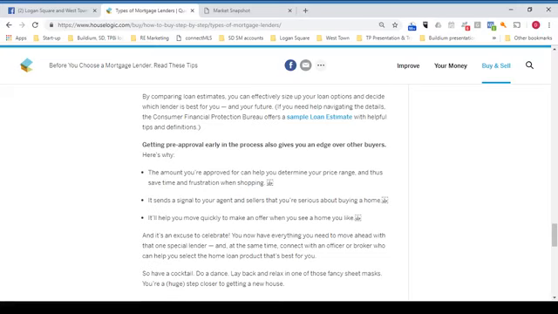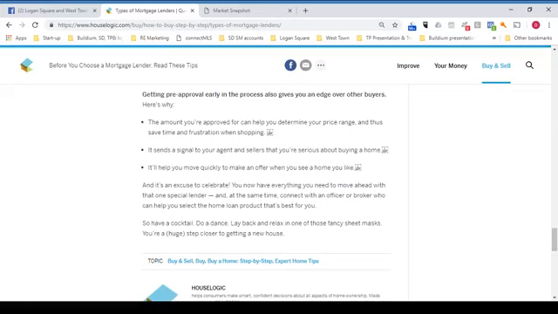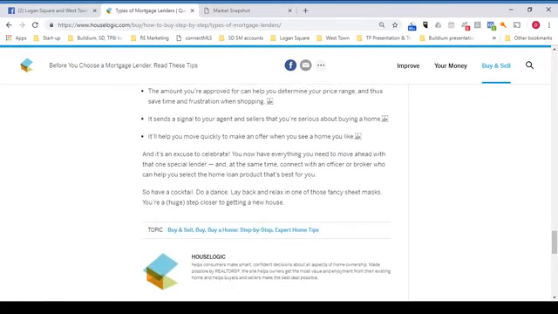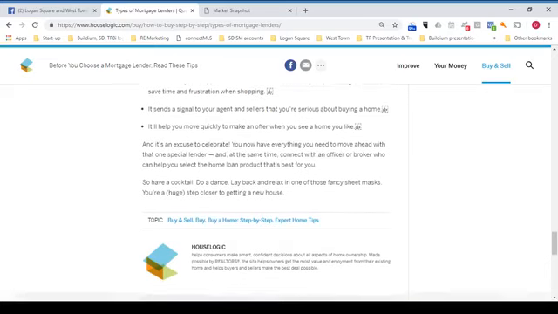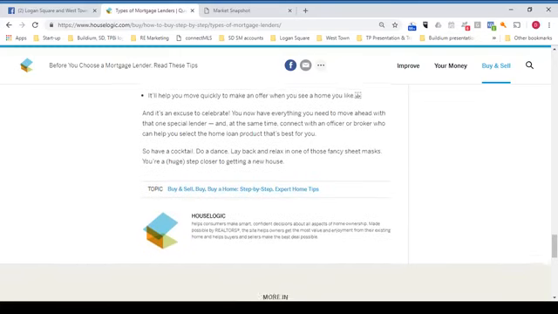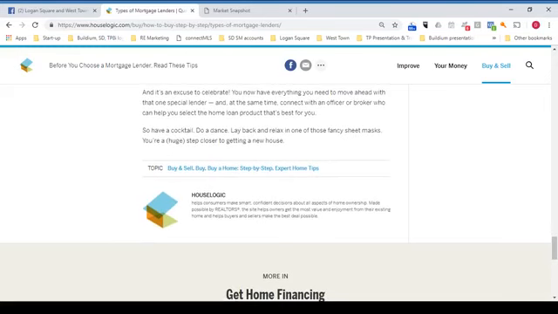Getting pre-approved in the process also gives you an edge over other buyers. Here's why. The amount you're pre-approved for can help you determine your price range and thus save time and frustration when shopping. It sends a signal to your agent and sellers that you're serious about buying a home. It'll help you move quickly to make an offer when you see a home you like. And it's an excuse to celebrate.